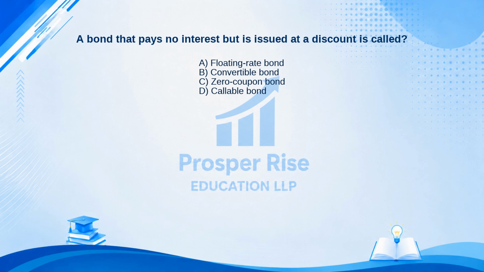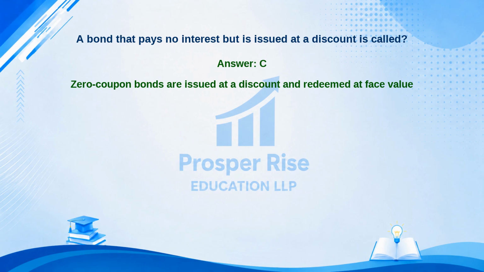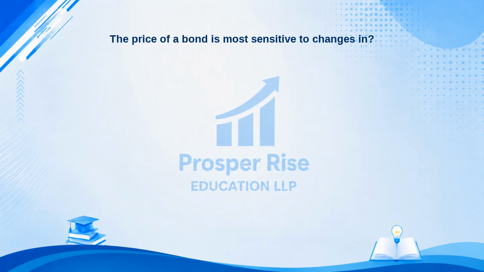The correct answer is option C. Let's see why. Zero coupon bonds are issued at a discount and redeemed at face value. Let's tackle this exam question. The price of a bond is most sensitive to changes in.